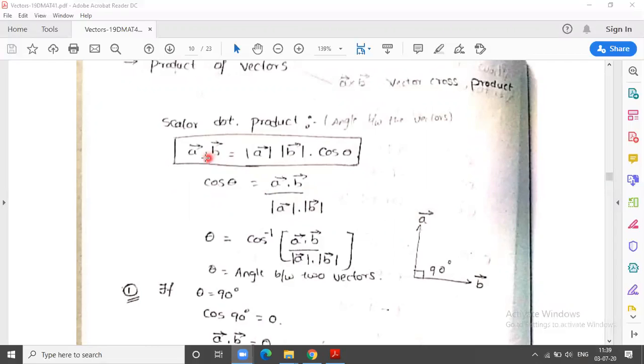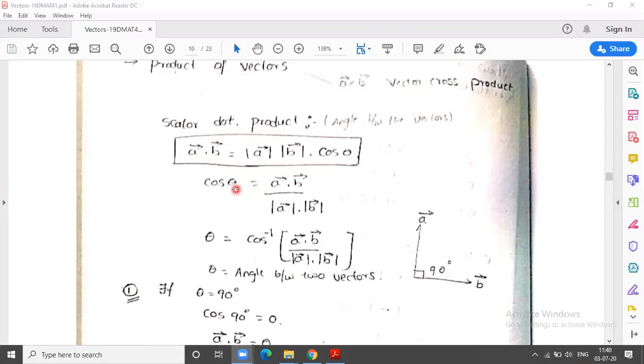Here you may observe that if you multiply any two vectors with the dot operator, the product will become a scalar. Because modulus of vector A is a scalar quantity, modulus of vector B is also a scalar quantity, and cos theta is also a scalar quantity. So the dot product of two vectors will be a scalar.